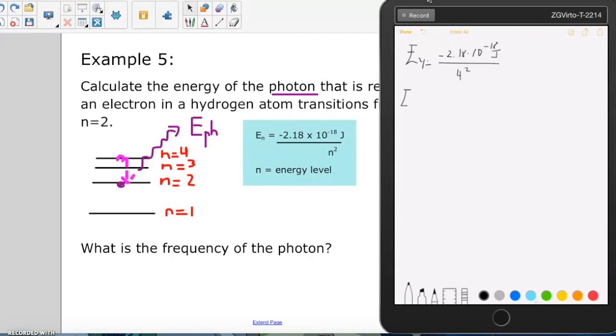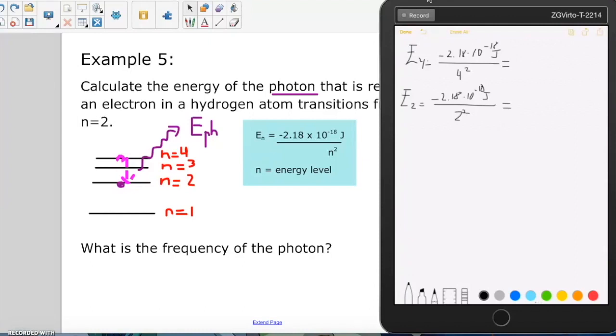And the energy of the electron when it's in level 2 will be minus 2.18 times 10 to the minus 18 joules divided by 2 squared. Okay, so if I plug these numbers in the calculator, I will find out that the energy of the electron when it's in level 4 will be minus 2.18 exponent minus 18 divided by 16.